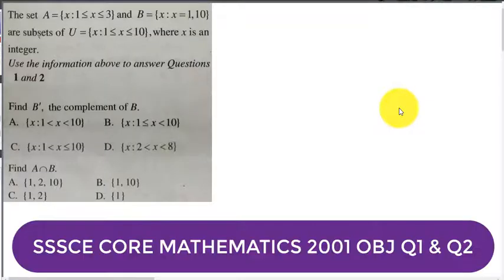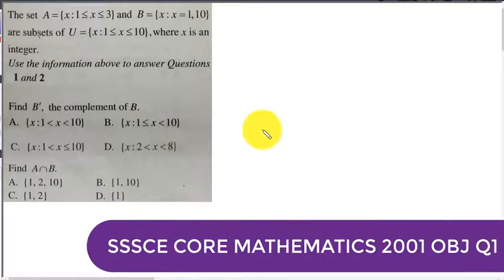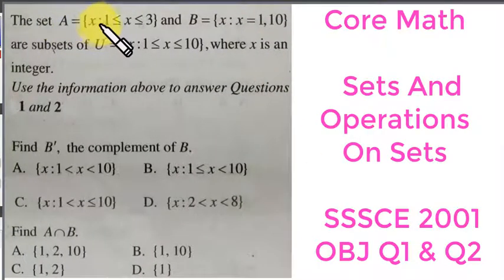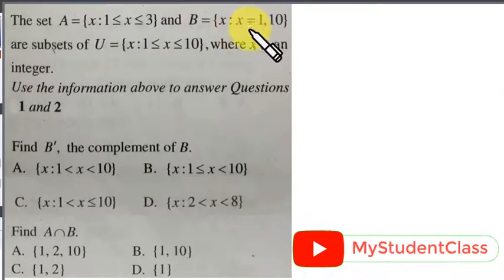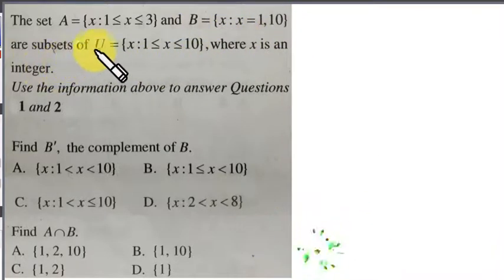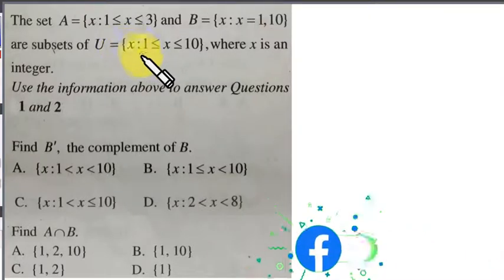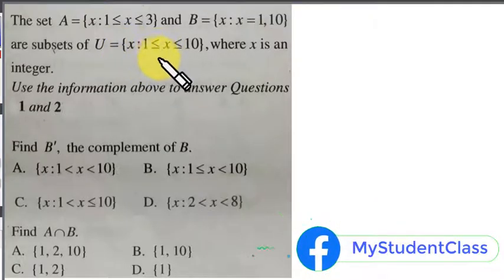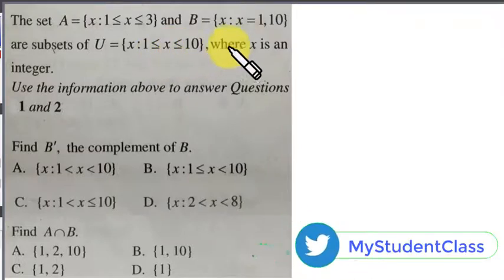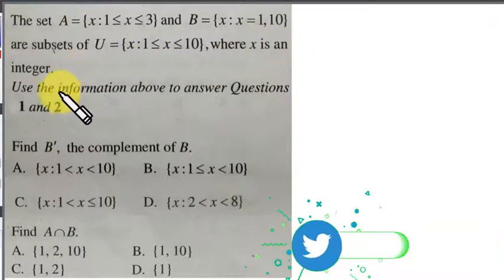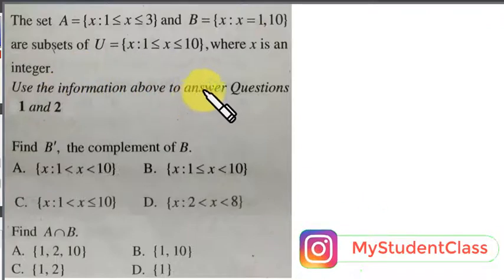Hello, we solved this question from SSSCE July 2001 objective questions 1 and 2. It reads that the set A equals {x: 1 ≤ x ≤ 3}, and the set B equals {x: x = 1, 10}, are subsets of the universal set, which is equal to the set {x: 1 ≤ x ≤ 10}, where x is an integer, and you have to use the information above to answer questions 1 and 2.